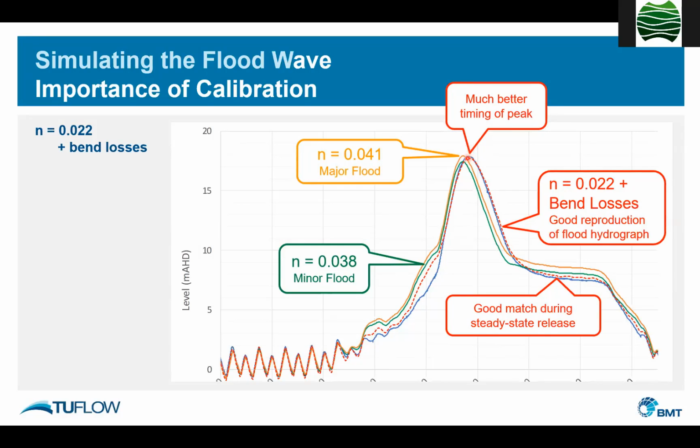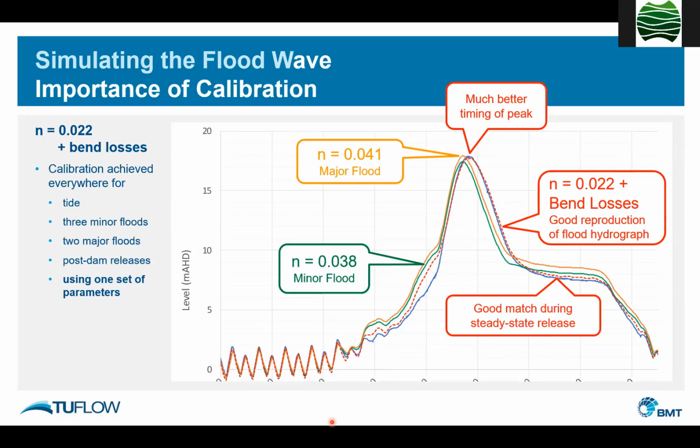That was a very interesting outcome. So the timing of the peak is pretty well on the money. So we're very pleased with that calibration. But what was more important was that this one set of parameters, 0.022 plus the bend losses, allowed us to achieve a calibration for a tide, 3 minor floods, 2 major floods, and during post-dam releases. So there's one set of parameters applied throughout the entire range of calibration events.